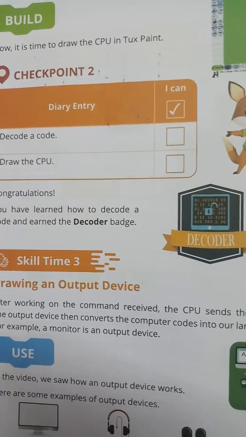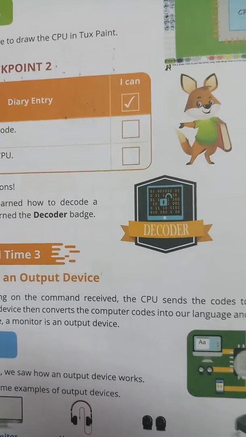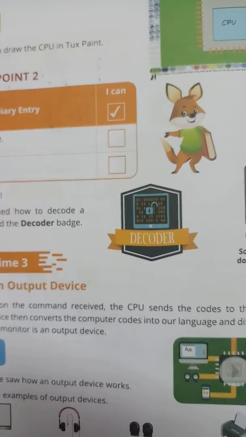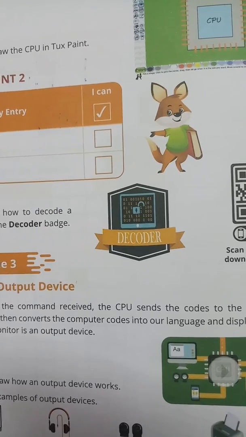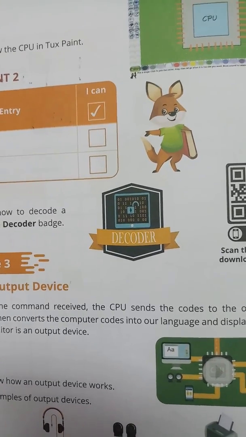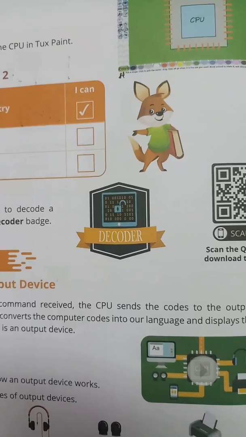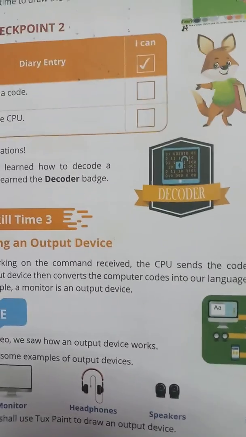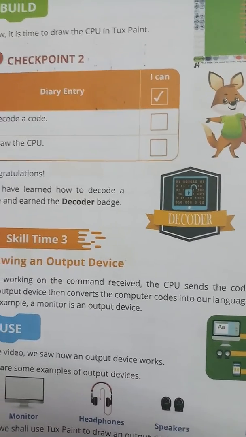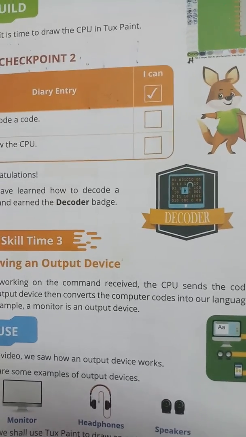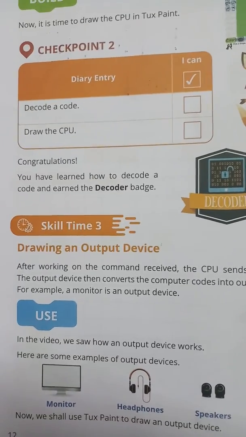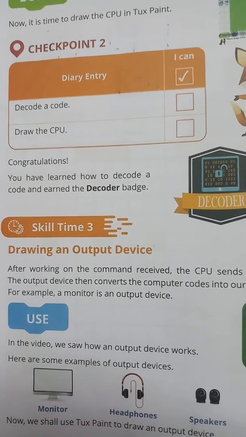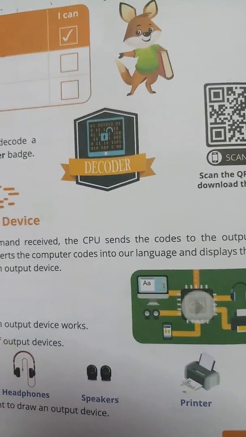The output device then converts the computer codes into a language. The computer codes, meaning zeros and ones, are converted into alphabets or numbers like 0, 1, 2, 3, 4, which is an understandable language to us, and displays the output on the monitor. For example, the monitor is an output device. It converts the computer commands into our language. Some examples of output devices are monitor, headphones, speakers, and printer. So this is the step to draw the monitor.